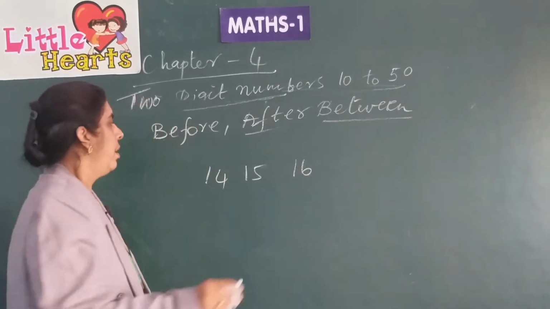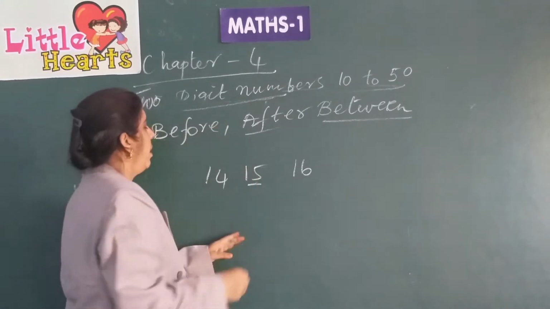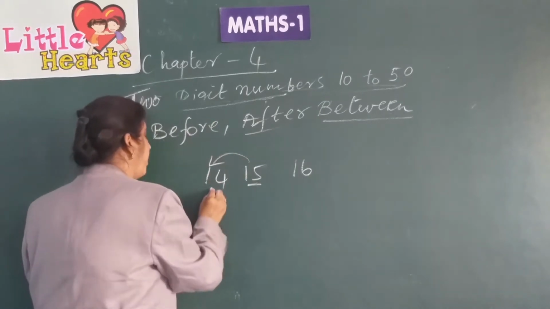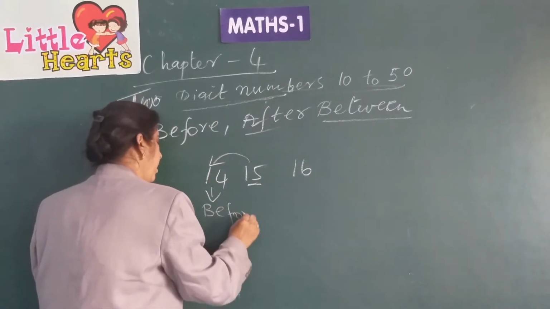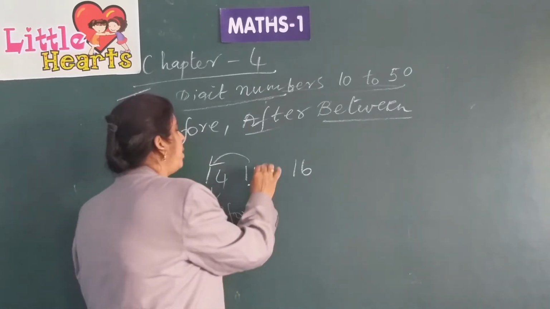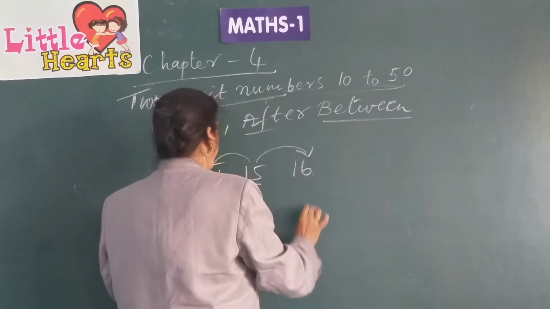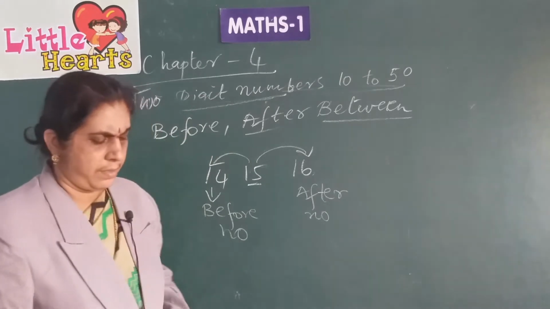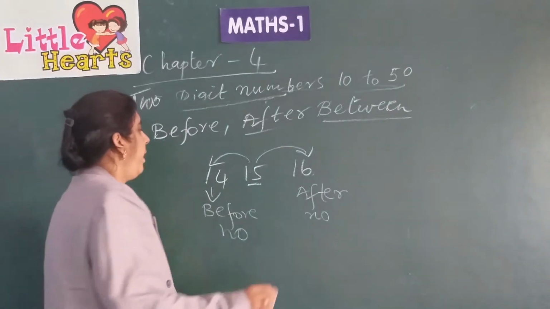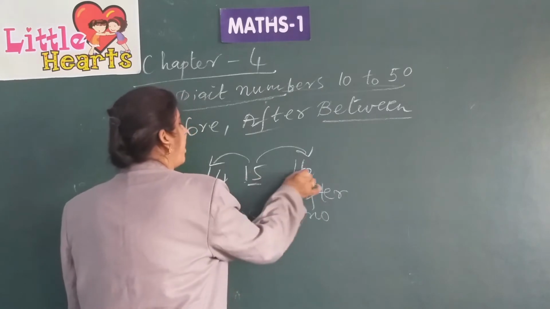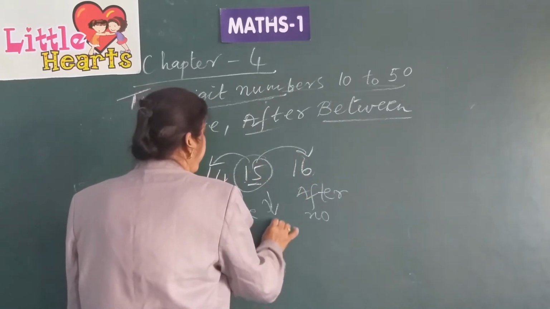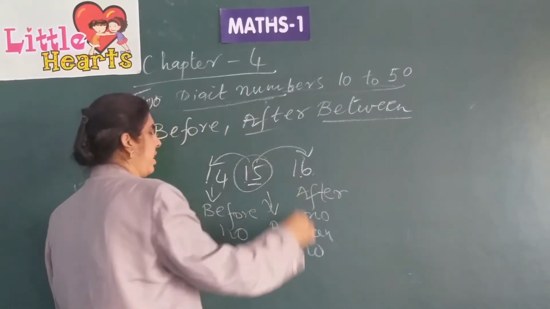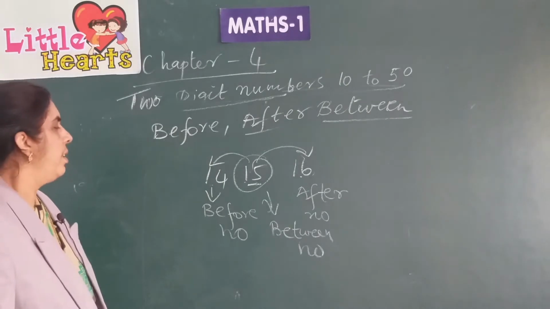See here, take the number 15. A number which is to the left of the given number is the before number, and a number which is to the right of the given number is the after number. A number which is in the middle of the given two numbers is the between number. It is middle to 14 and 16, that is 15. It is the between number.